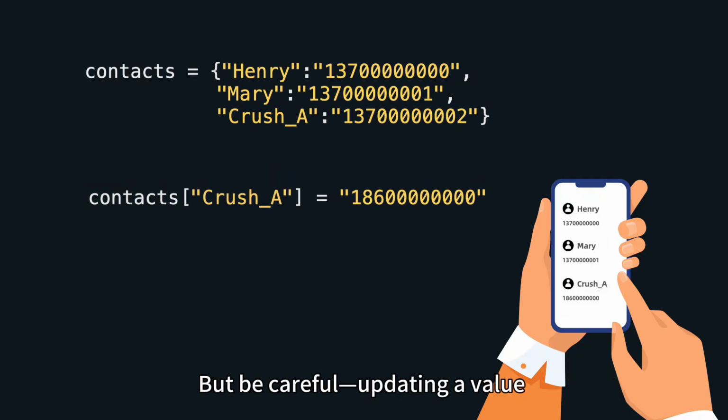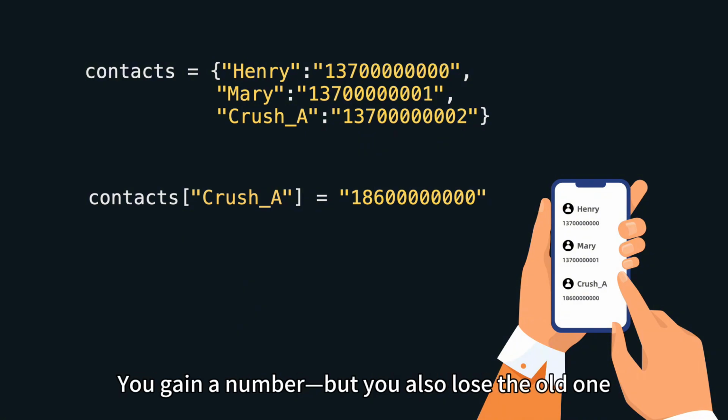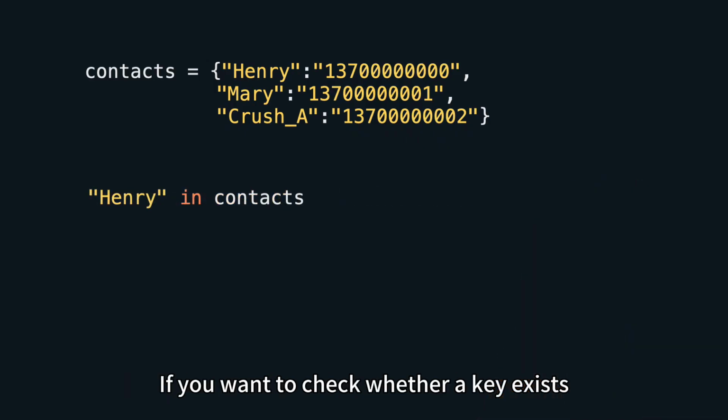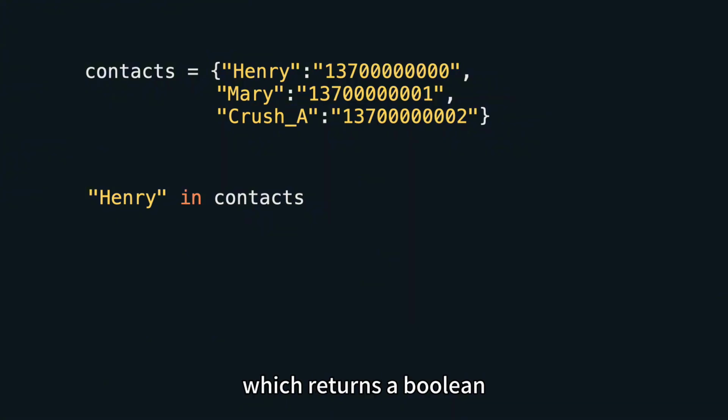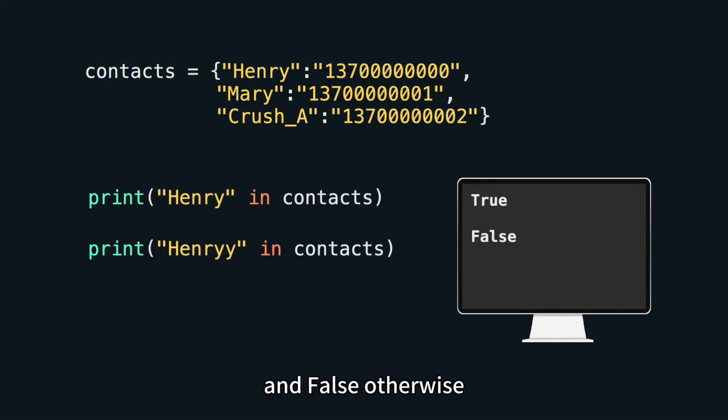But be careful: updating a value uses the exact same syntax. If the key already exists, this operation will overwrite the original value. You gain a number, but you also lose the old one. If you want to check whether a key exists, you can use key in dictionary, which returns a boolean. It returns true if the key exists and false otherwise.